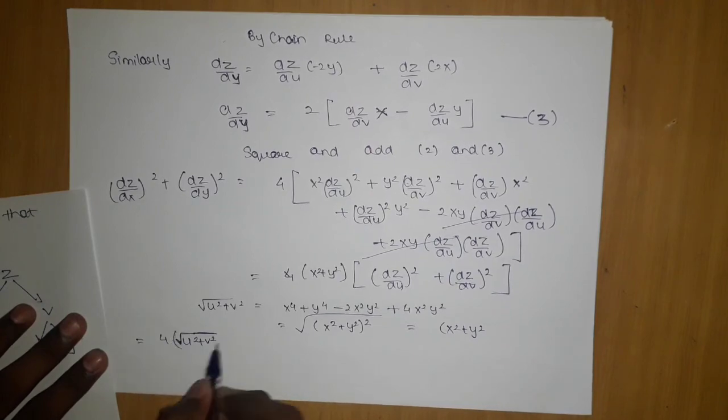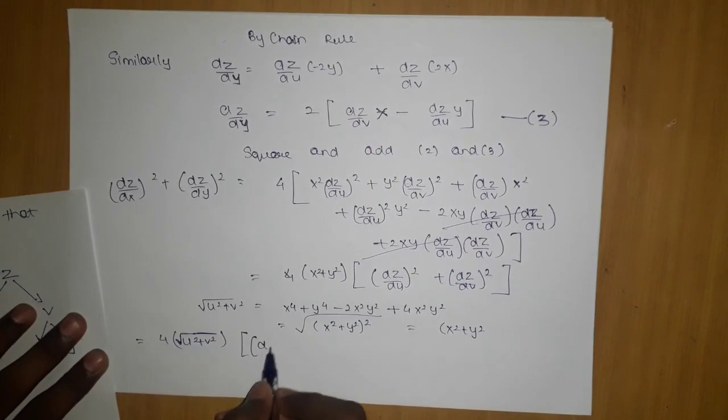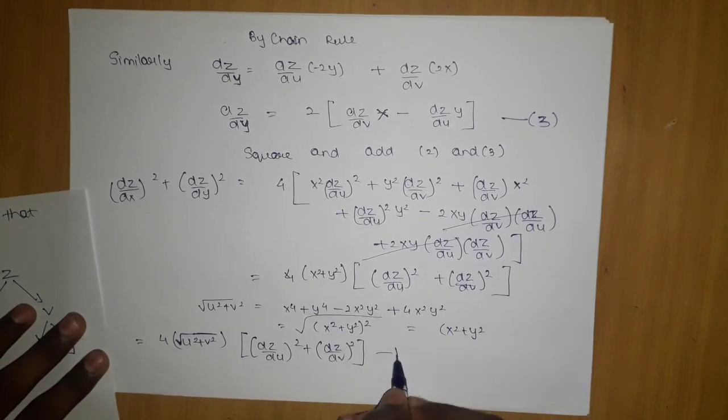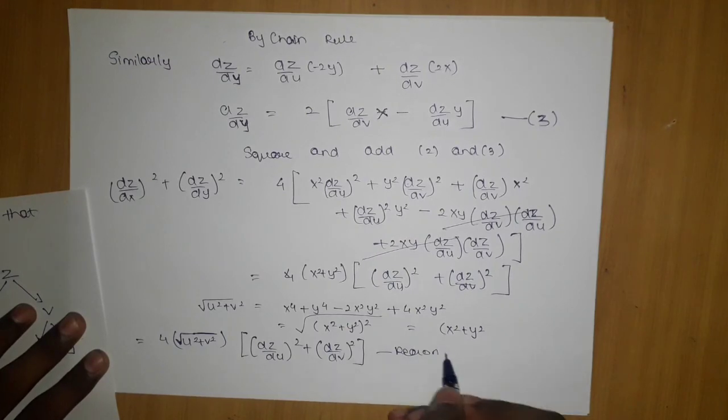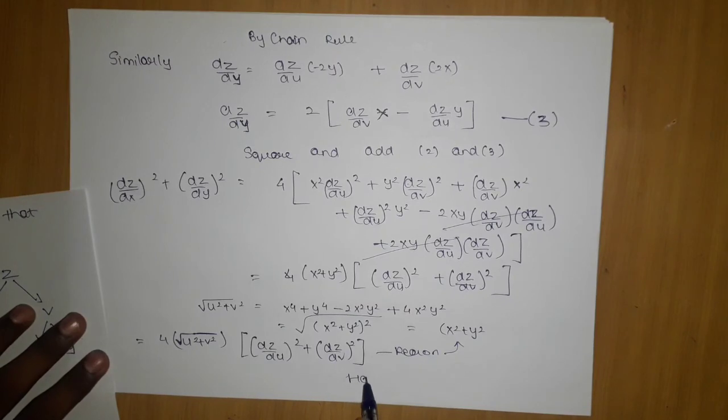This will come by practice. Okay, there is no other way. (∂z/∂u) whole square plus (∂z/∂v) whole square. You have to mention the above reason, and after this you will get complete marks. Hence proved.